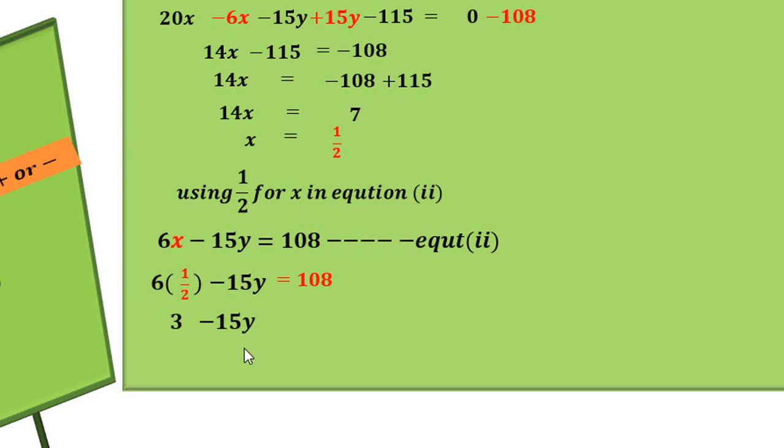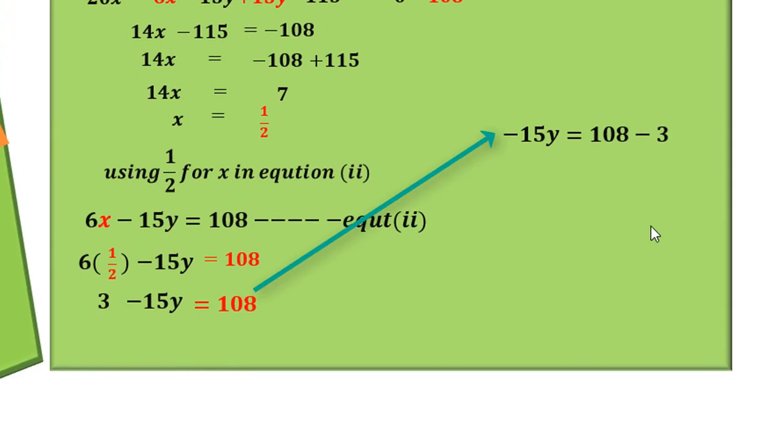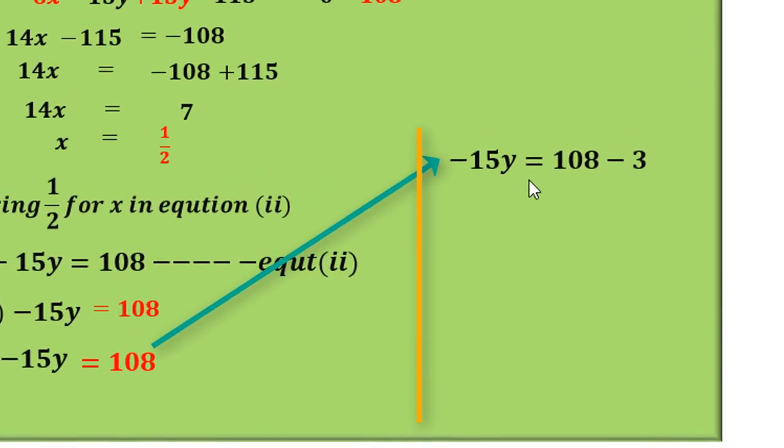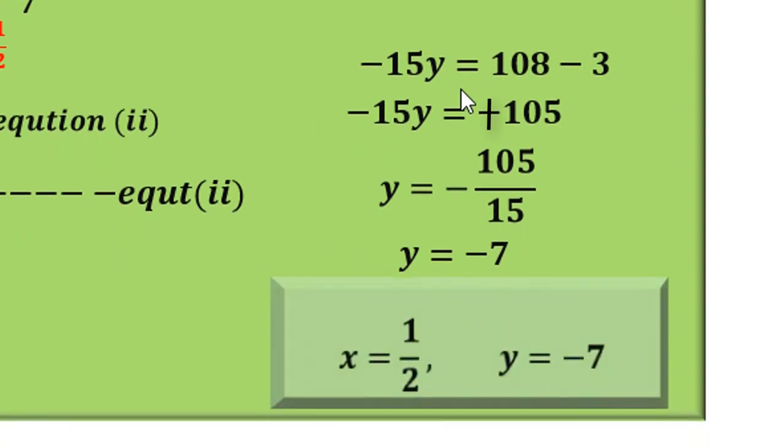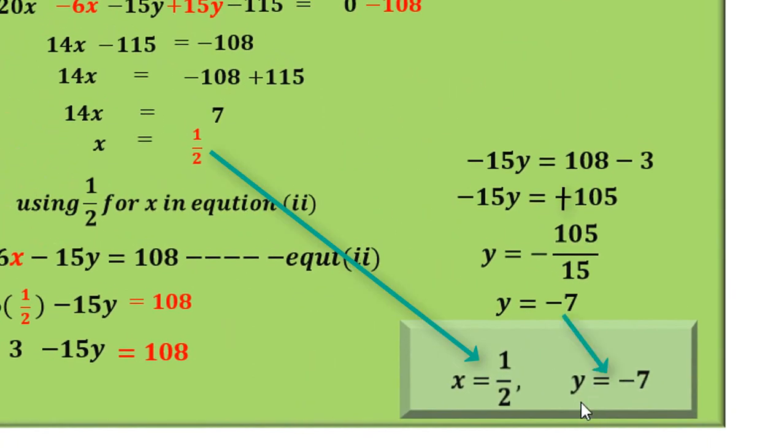So we come to this side: minus 15y equals 108 minus 3. Minus 15y equals 105. So y equals minus 105 divided by 15. So my y is equal to minus 7. So I can say that my x equals half and my y equals minus 7. My x equals half and my y equals what? Minus 7.